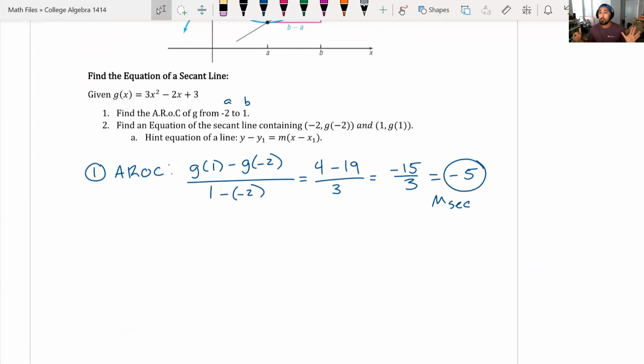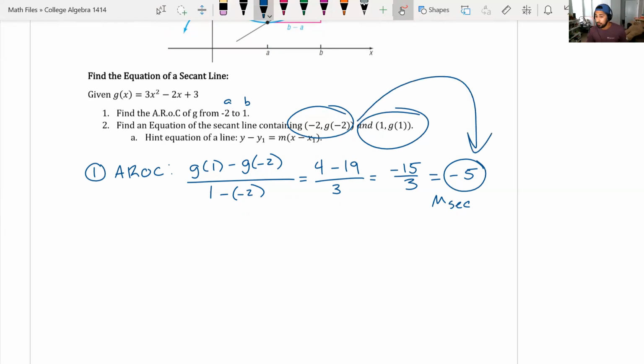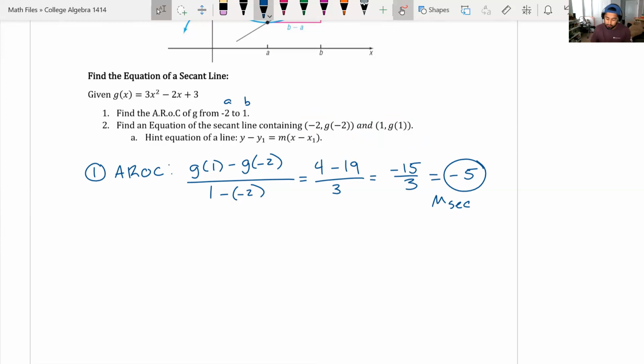Okay, so since the secant line is linear, we need to find a linear equation. There are 2 ingredients to finding a linear equation. The first ingredient is we need a slope. The second ingredient is we need a point. Well, guess what? We already have points. It gave us 2 points here. And what can you find between 2 points? You can find slope. So we have everything we need, so let's go ahead and do that in step 2.